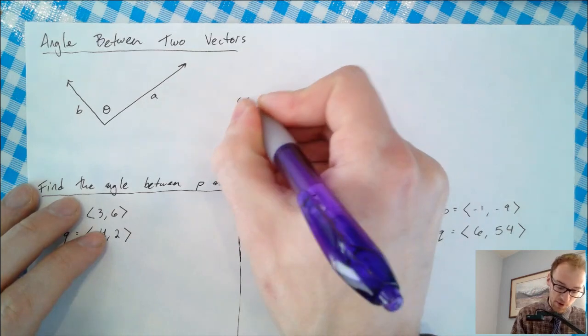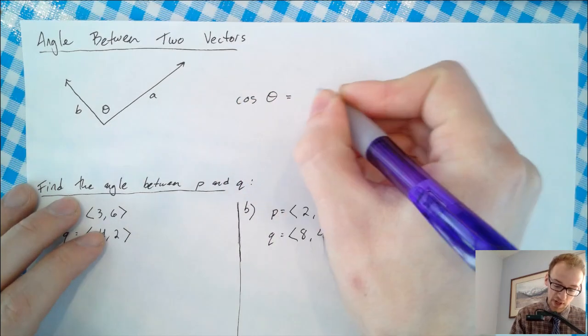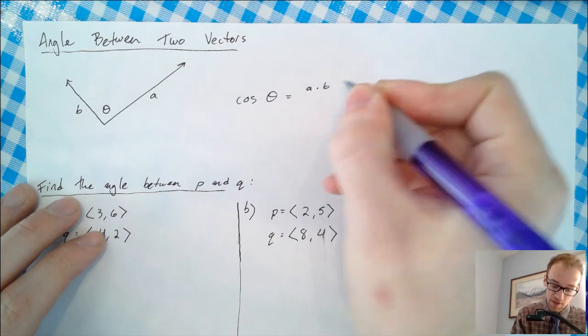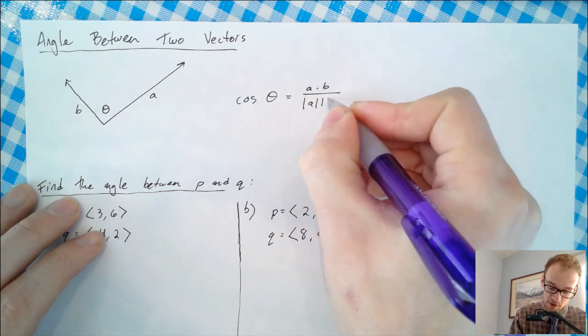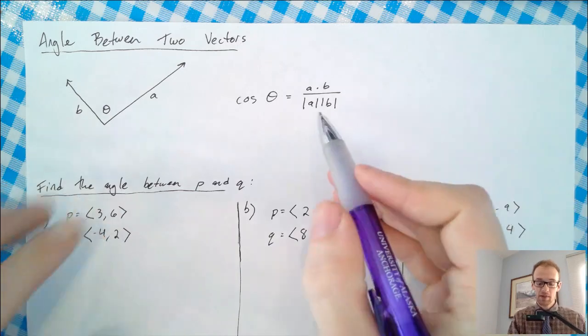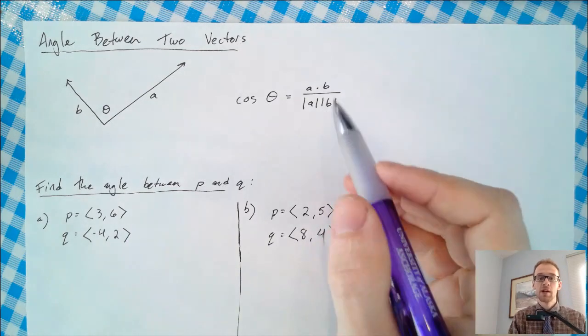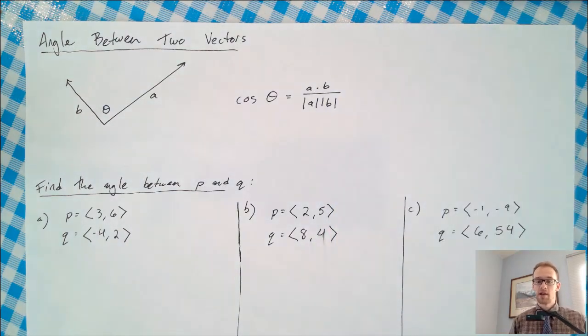Here it is. Cosine of theta equals the dot product of A and B divided by the product of the magnitudes of A and B. So you take the magnitude of A, the magnitude of B, multiply those, and then take the dot product and divide it by that. That will give you the cosine of the angle. Once you know the cosine of the angle, you can find the angle using inverse cosine.